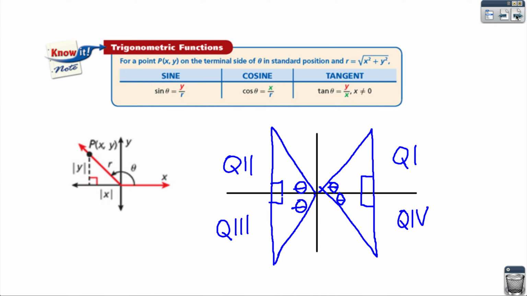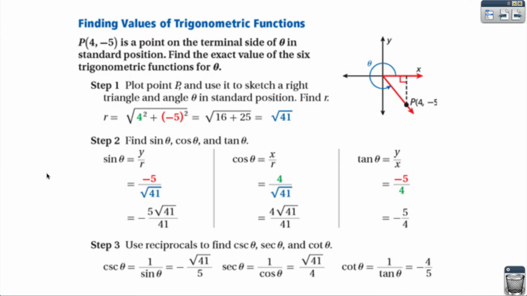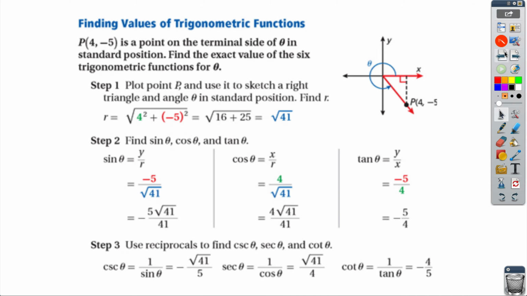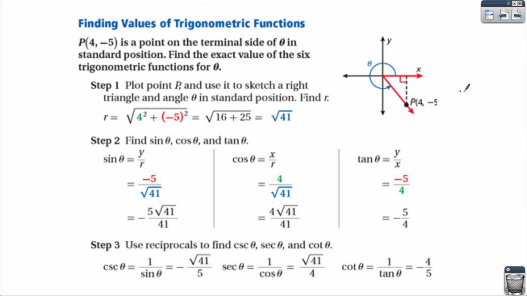Let's take a closer look at this and what it means to us. All right, so this example is taken straight from your book, Finding Values of Trigonometric Functions. There is a point P, which has a location of (4, -5). Okay, so initially, think of that location. In which quadrant would you find (4, -5), right? You'll find it in the 4th quadrant.